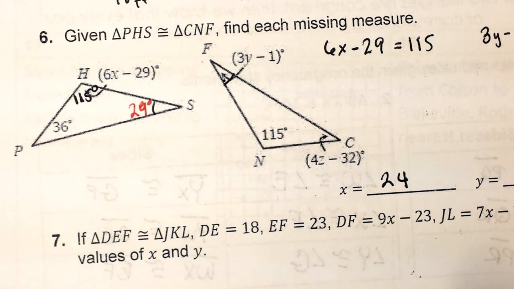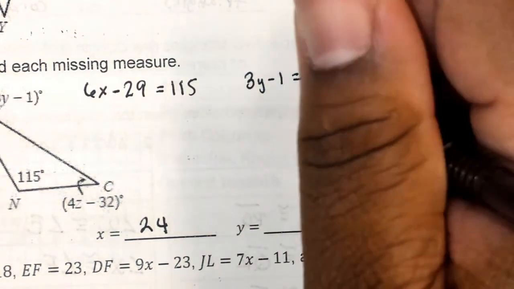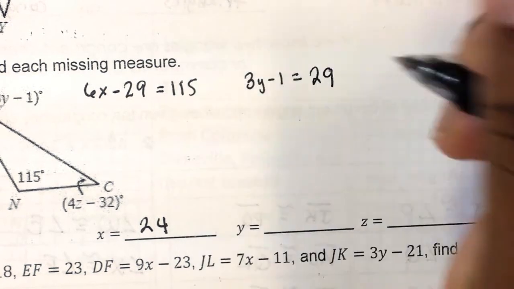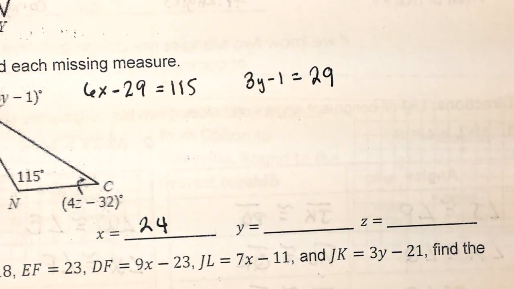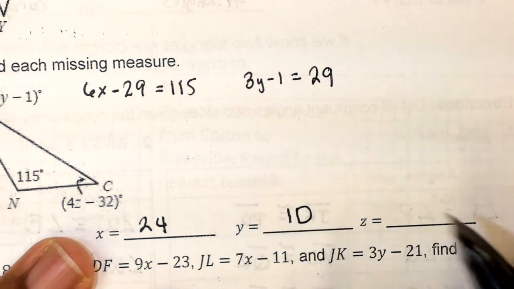So now I've got something to set my angle F equal to. My angle F: 3y minus 1 equals 29. And like he said, you should get y equals 10. That's a two-step equation. It shouldn't take y'all long to solve.